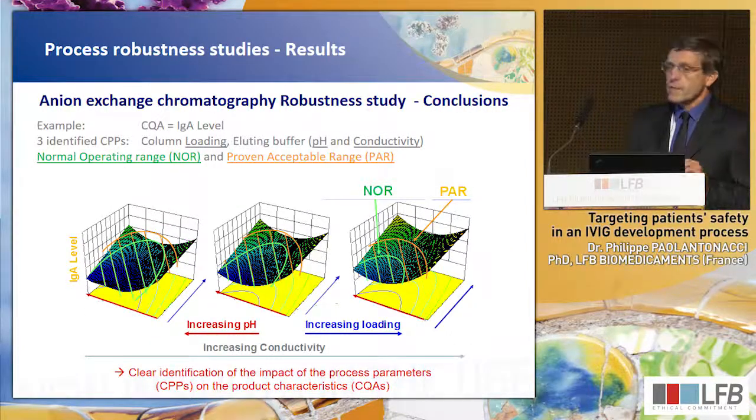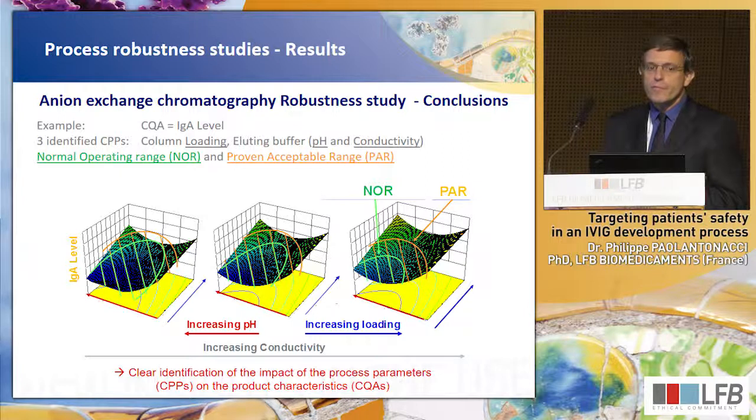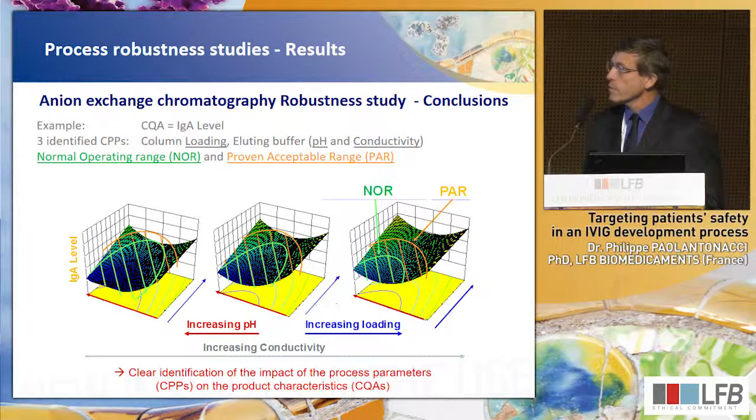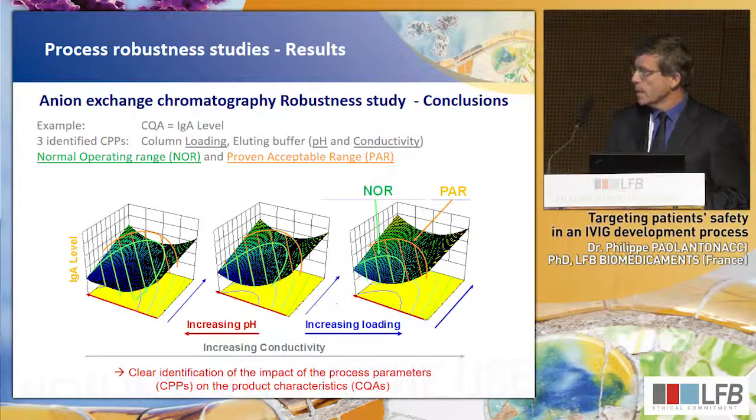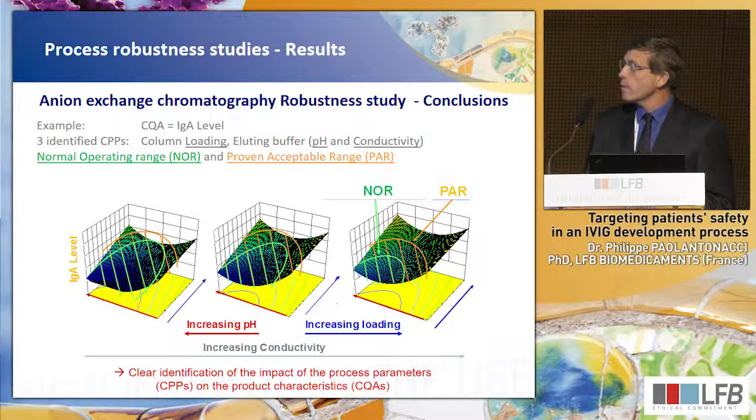Here I can give an example of the technical information we can recover from a process robustness study. I chose the example of the anion exchange chromatography, which contributes to the removal of IgA proteins. Through the robustness study, we identified that three parameters were acting on the final level of IgA, and in this way we defined the normal operating range, where there was clearly the same product, and the proven acceptable range, which are the limits that help us to obtain a compliant product.